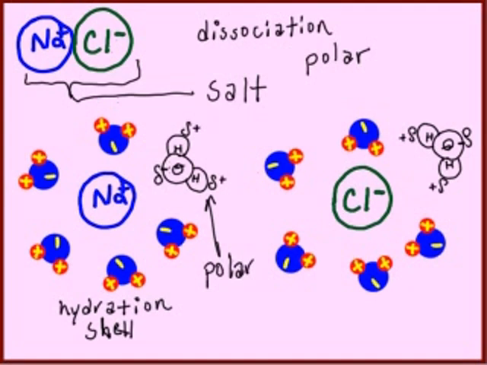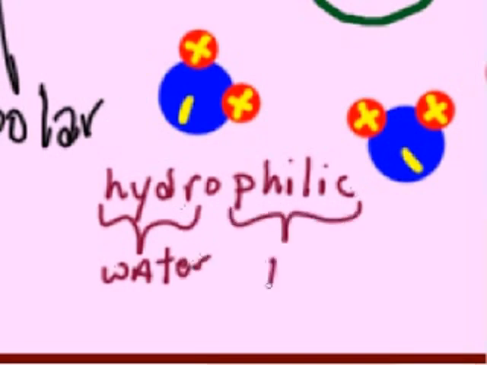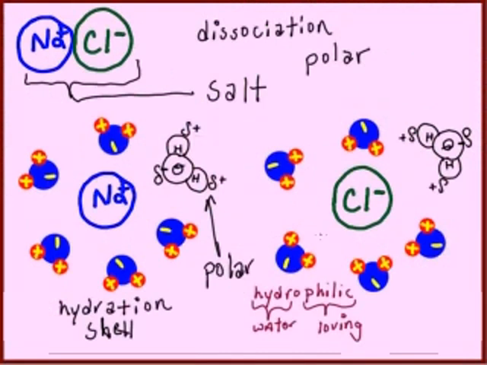Any substance that can dissolve in water is given a special name. We call such a substance hydrophilic. Hydro means water, and the root word philic means love or loving. So any substance that can dissolve in water loves water, like sodium chloride. It can dissolve in water, so it's hydrophilic.